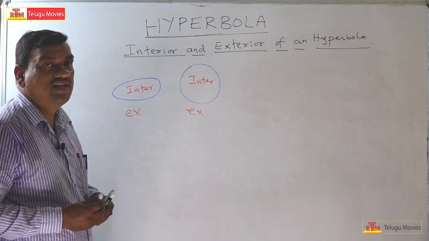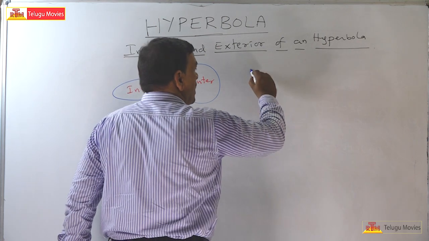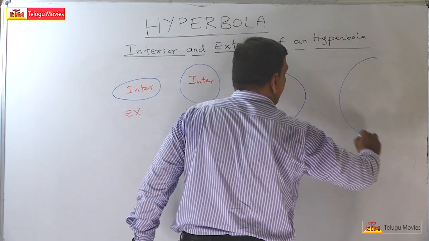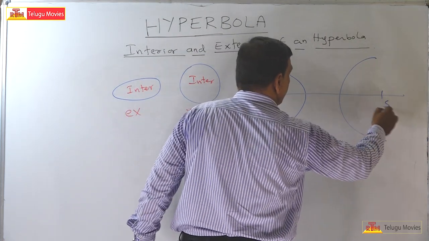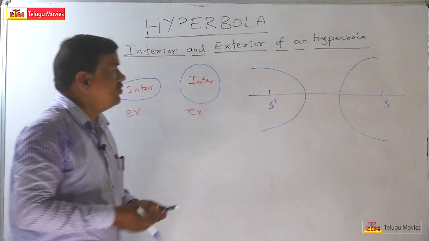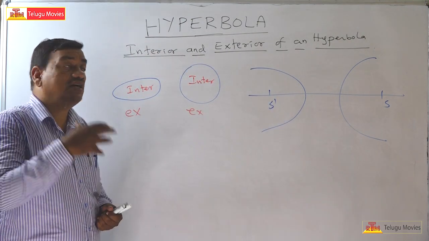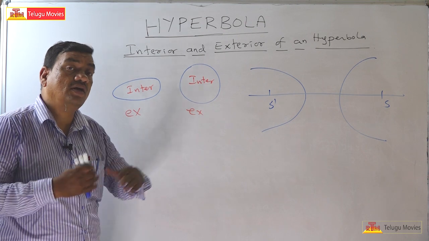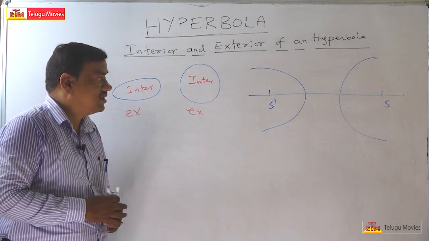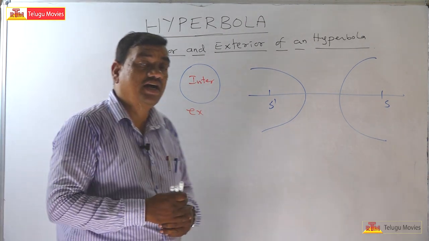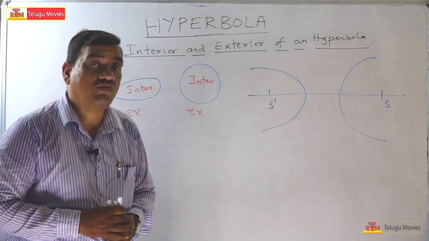But a hyperbola is not just like that. It is an open curve. So this is a focus, this is focus dash. Then how do we define which is interior and which is exterior? The mathematicians defined what is interior and what is exterior.